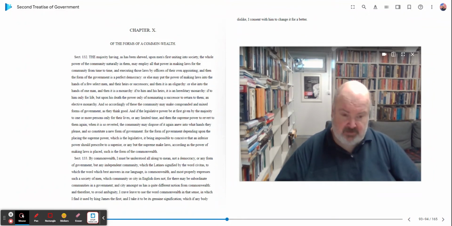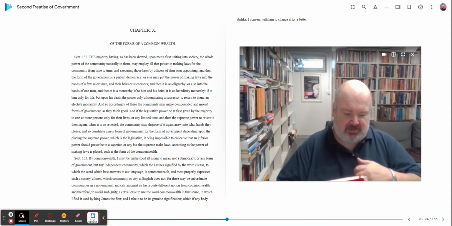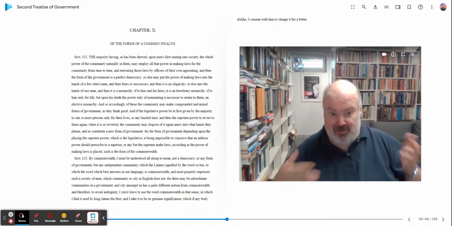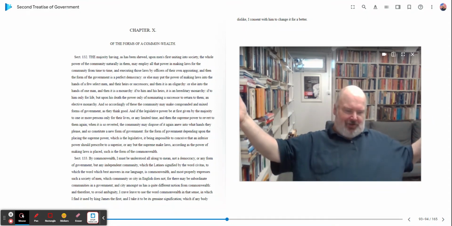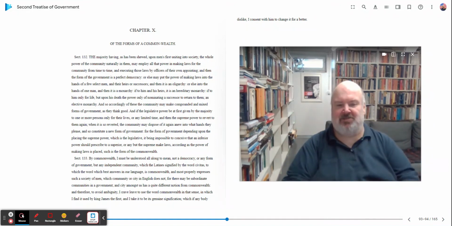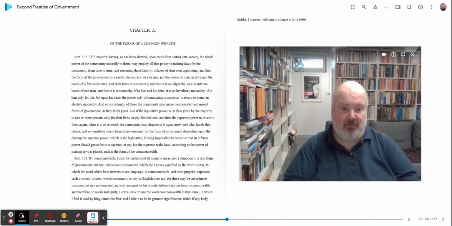That's from a size point of view. So this is going to be a short one. Compared to the other ones, where we have long sessions, this is going to be a short session. The forms of commonwealth.